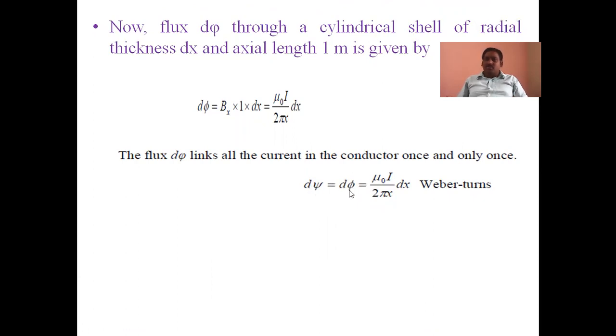d psi is equal to d phi. Here, why are we not considering n directly? We take n d phi, where n is equal to 1. Why? Because here we do not consider the external conductor's differential part. We have to consider the external flux linkages throughout the external conductor dimensions. That's why the number of turns is equal to 1. Is it right or wrong? That's why for n equal to 1, this is only 1 into d phi. d phi is mu naught I by 2 pi x dx, Weber turns.